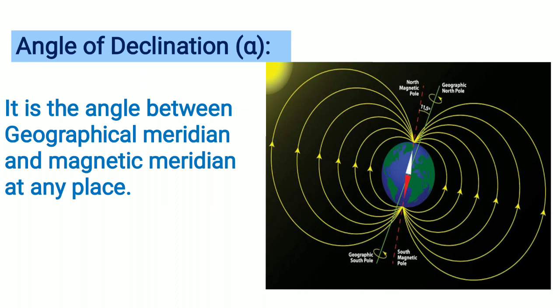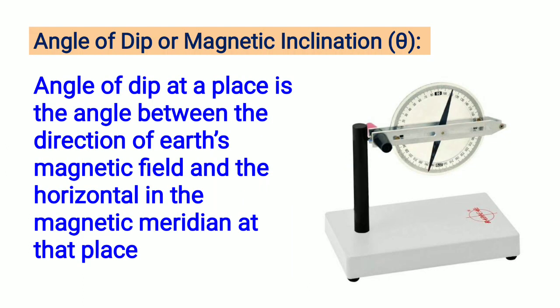So what is the angle of declination? It is the angle between the geographical meridian and the magnetic meridian at any place. Then the angle of dip, or magnetic inclination. The angle of dip at a place is the angle between the direction of the earth's magnetic field and the horizontal in the magnetic meridian at that place.